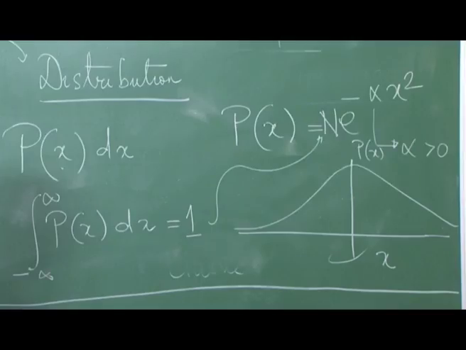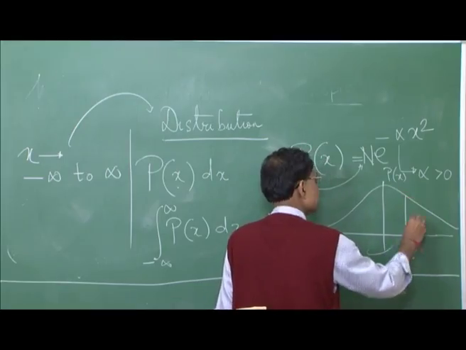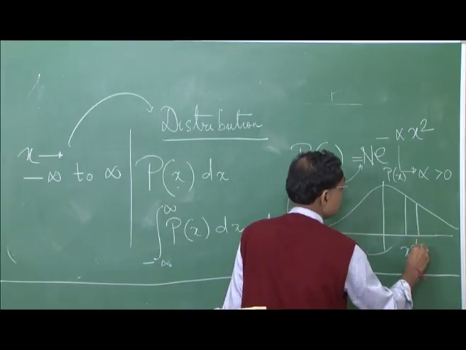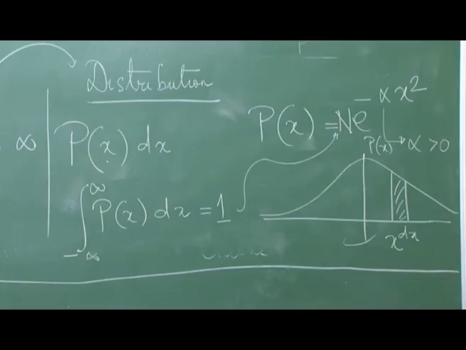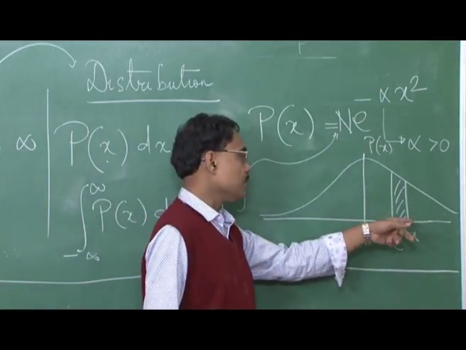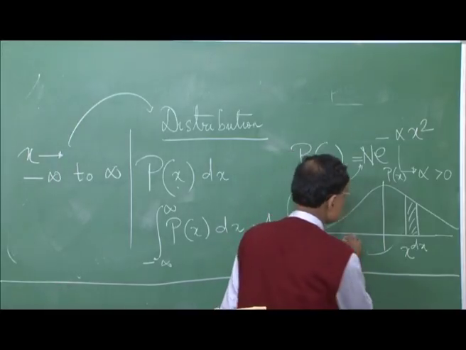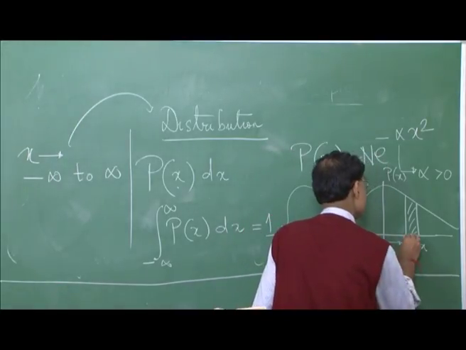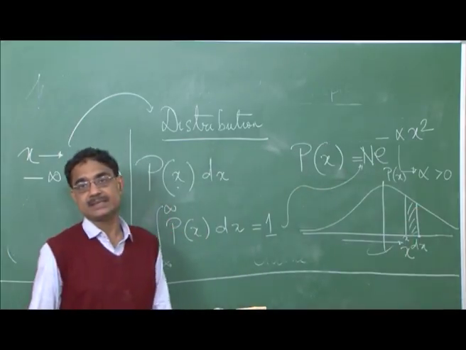You can ask me, what is the probability that it lies between x and x plus dx? If this is my small interval dx, this is the probability. What is the probability at x? It is this. Probability at x plus dx is this. This is my x axis. The probability of having anything between x and x plus dx lies within this region.